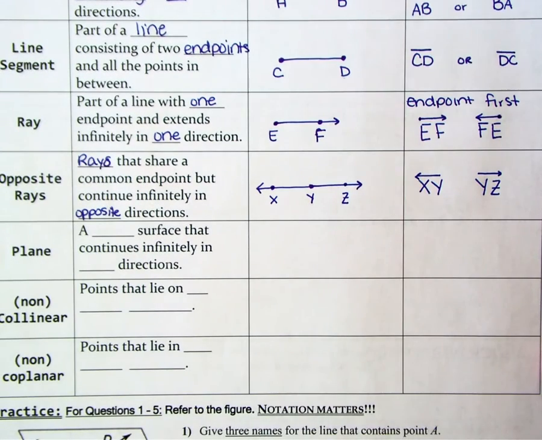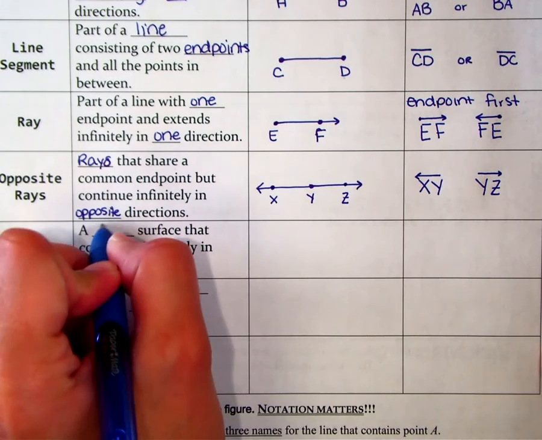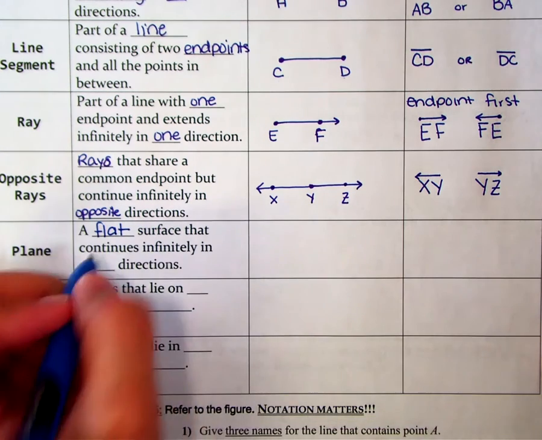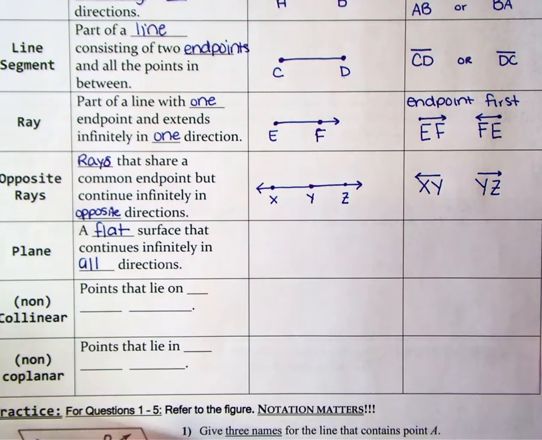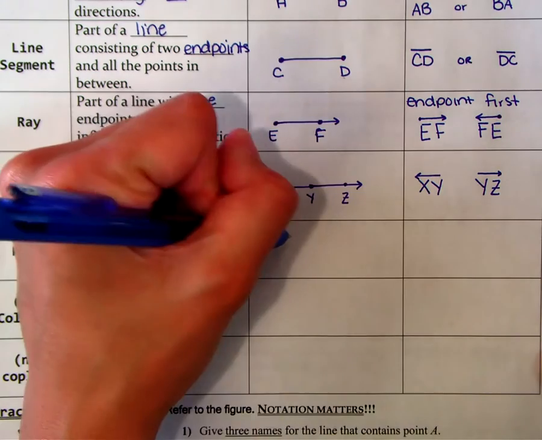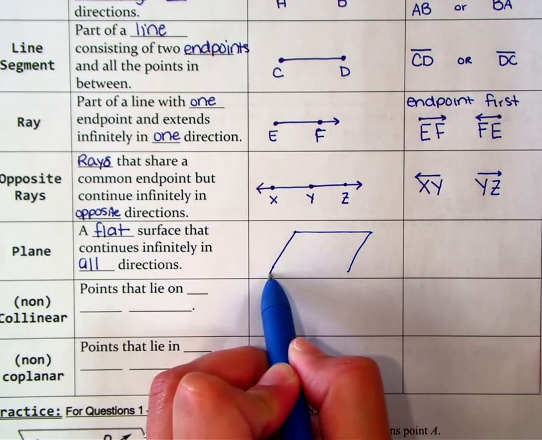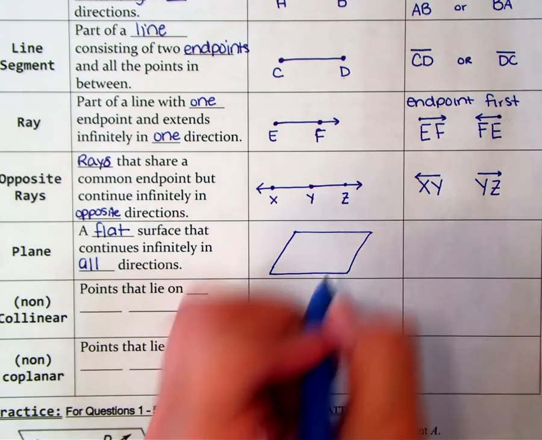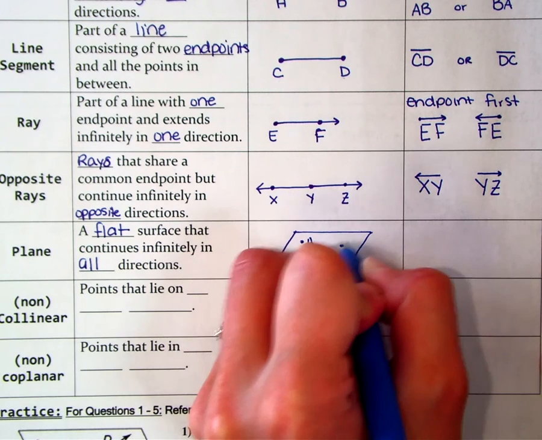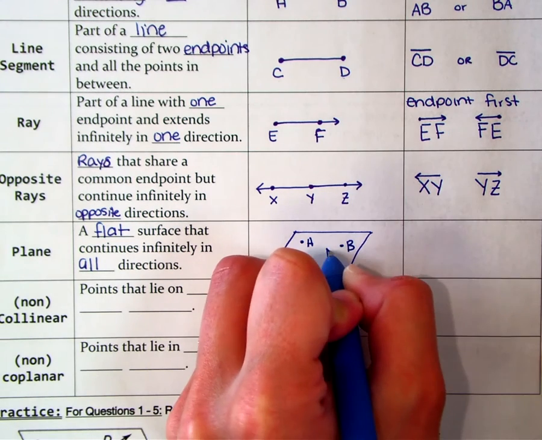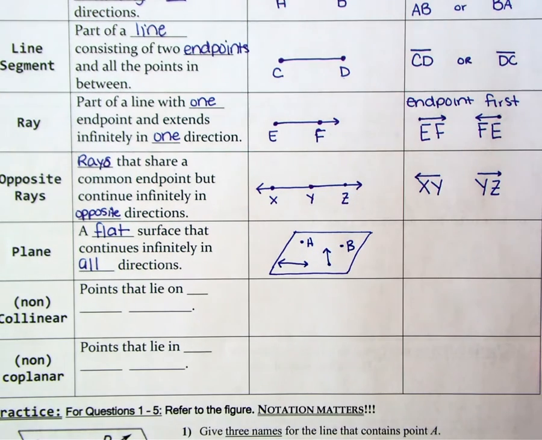Next thing we have is a plane, and that is a flat surface that continues infinitely in all directions. So it's continuing forever to the left, to the right, bottom, top, going everywhere. When we draw it in geometry, we use a parallelogram. The cool thing about planes is that you can have points in there, you can have lines in there, you can have rays in there.